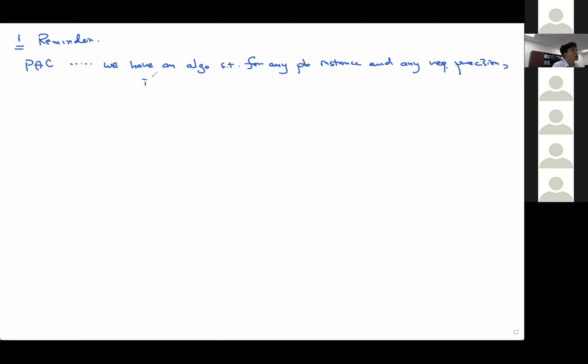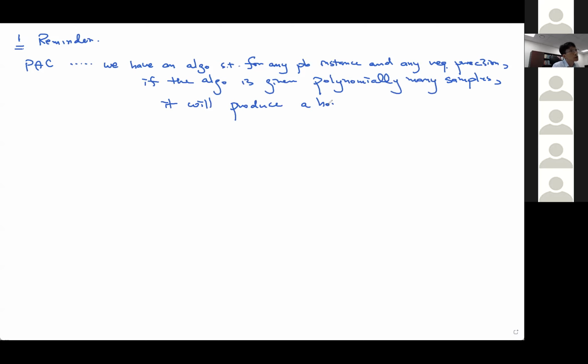if the algorithm is given polynomially many samples, it will produce a hypothesis with a precision, with high probability.